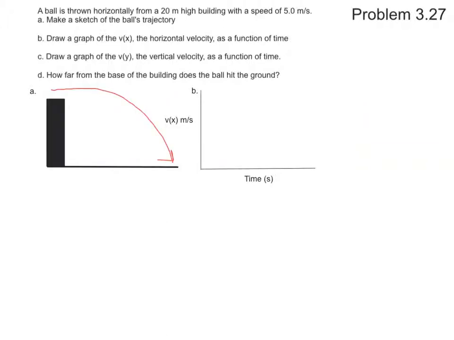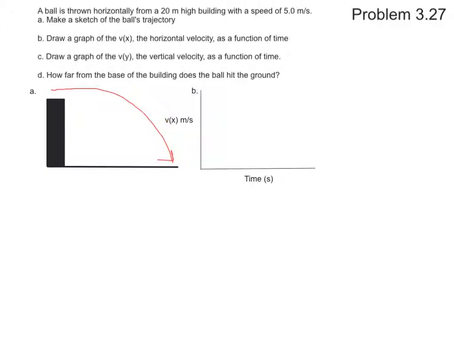So part B is asking me to draw a graph of the velocity in the x direction, the horizontal velocity, as a function of time, including units on both axes. So you notice that here in time, I put it in seconds because we always deal with time in seconds. And on the left-hand side, I have the velocity in meters per second because that's our units for that.